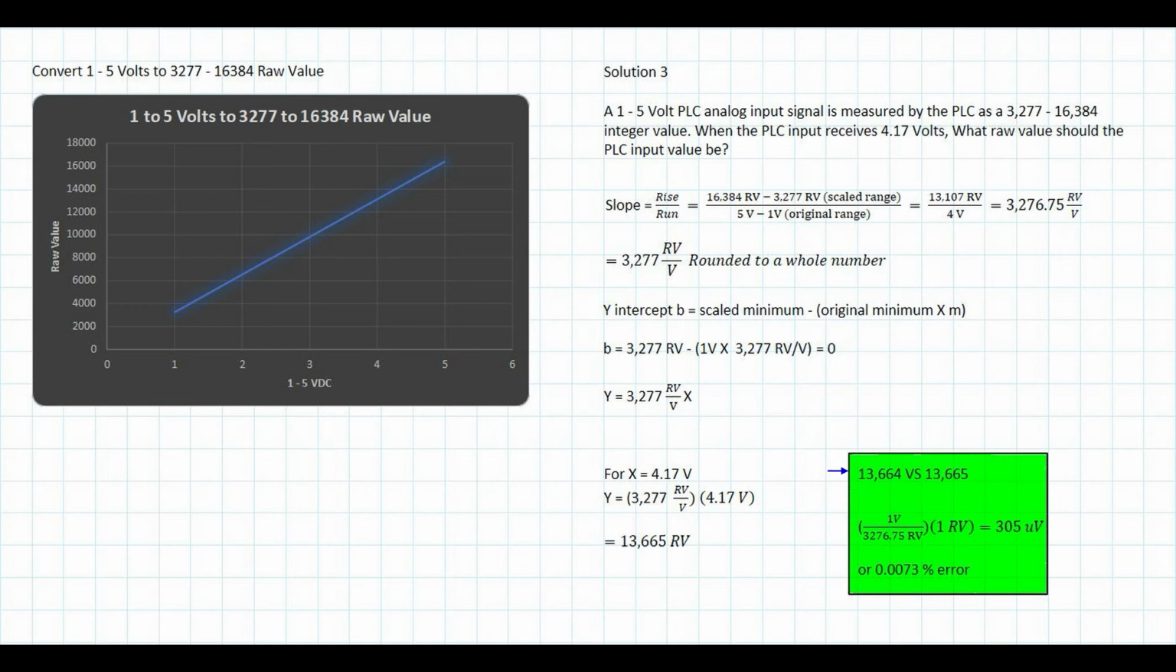As I promised earlier, we'll take a look at the amount of error we might have calculated into this by rounding off our slope to an even 3,277 rather than sticking with our original calculation of 3,276 3/4. The difference is about 1 in the raw value, which in this case would be 305 microvolts, about 0.07% error.